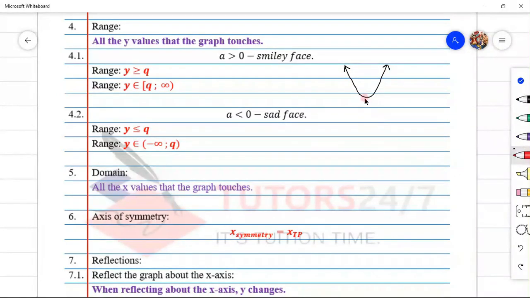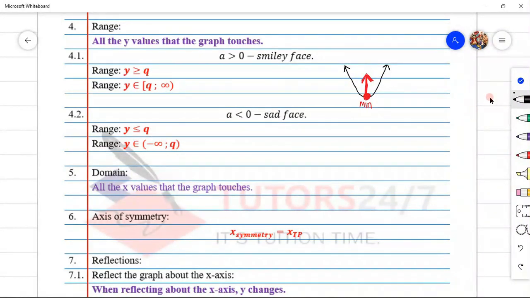Because your function starts at a minimum point, the lowest point, your range is going to start from this point and go upwards because your graph extends upwards. It's going to start at your minimum and then go upwards. So that is why we'll say our range is y greater than or equal to q, whereby our q value represents the y coordinate of our turning point.